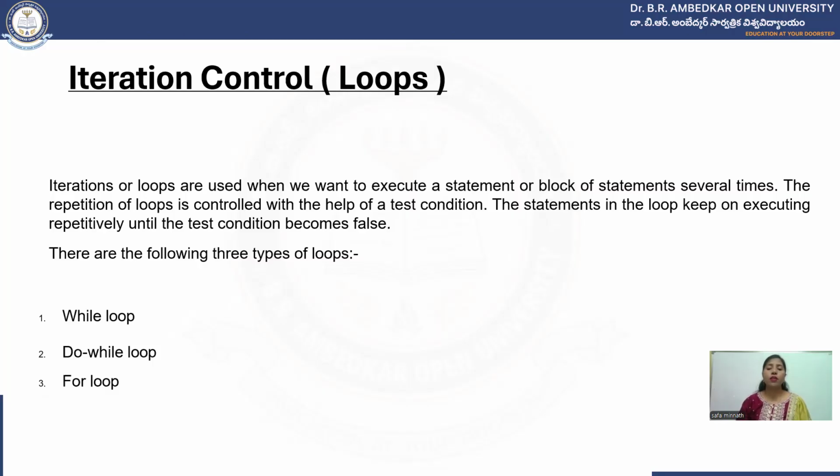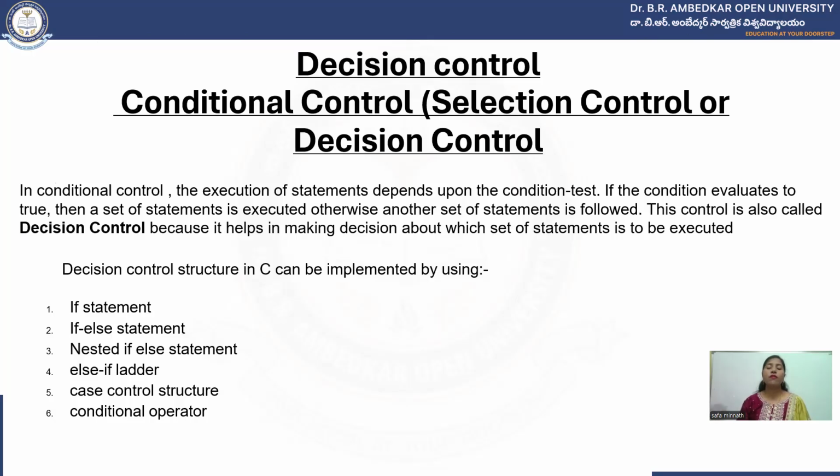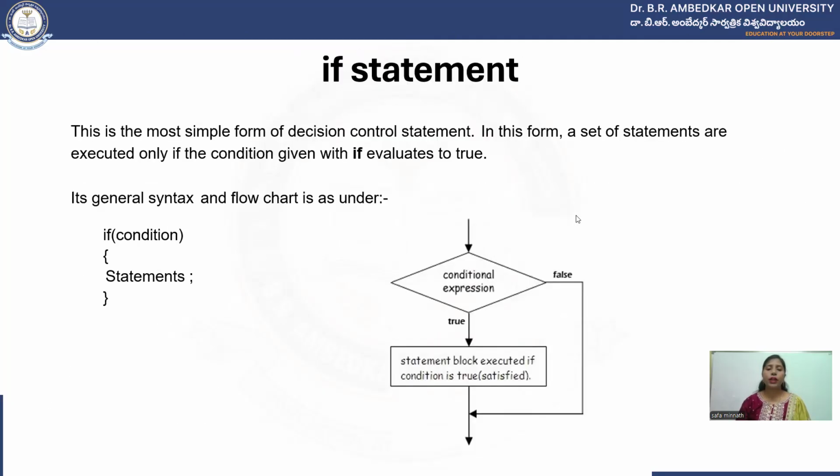Now again we discuss one by one the conditional statements and the loop statements. We have already discussed conditional statements, or decision control, or selection control, which have different types. Now see the first one, the if statement. What about the if statement? This is a simple form of decision control statement. The general syntax is: if condition, then a block of statements. The block means you open a curly bracket, the statements are inside, and then you close it.